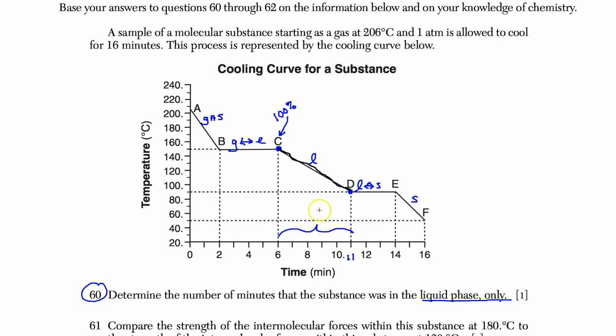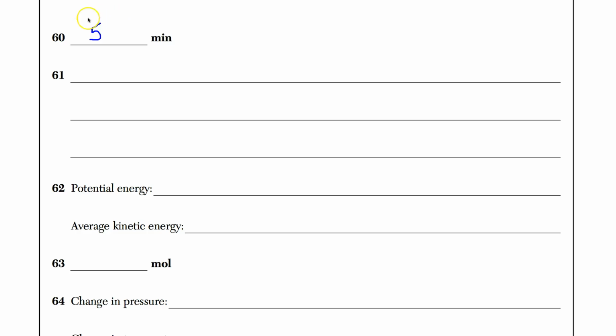So we're looking for 6 to 11, and they want the number of minutes, 11 minus 6, and that is going to be 5. 5 plus 6 is 11. So 11 minus 6 is 5 minutes of just being in the liquid phase. Let's get that into the answer booklet. And so it is 5 minutes. You can put 5.0 if you want to be fancy. Notice they give you the unit, no sig figs, 5 minutes. And it's that simple. On to number 61.